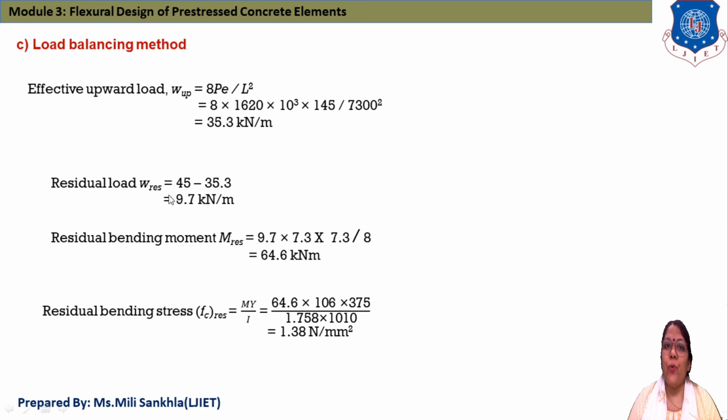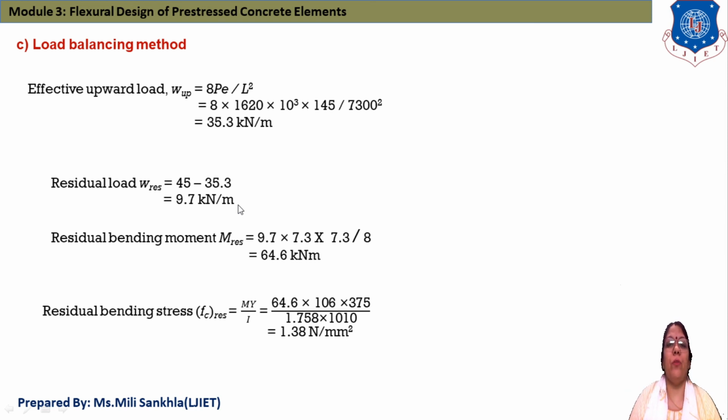Now the residual load W_res, that means residual, is equal to 45, that is the UDL acting on our beam, minus the effective upward load 35.3. Now the beam is subjected to 9.7 kilonewton per meter load, because this 45 acts in the downward direction and this W_up acts in the upward direction, as an upward thrust. The net balancing load that acts on our beam is 9.7 kilonewton per meter.